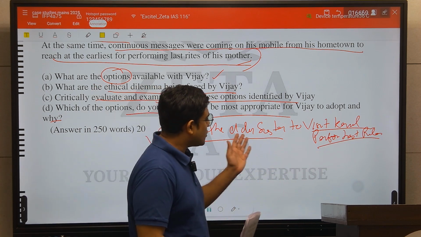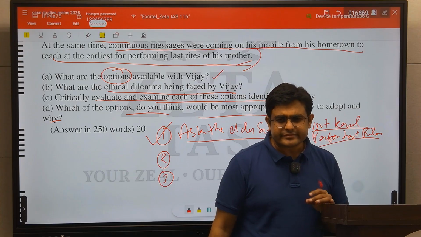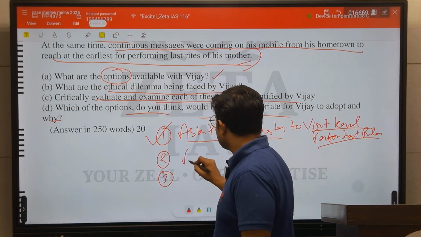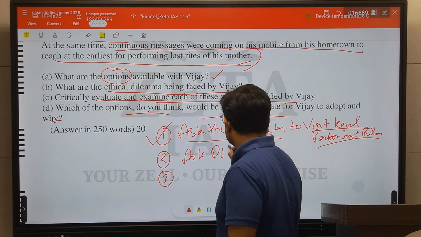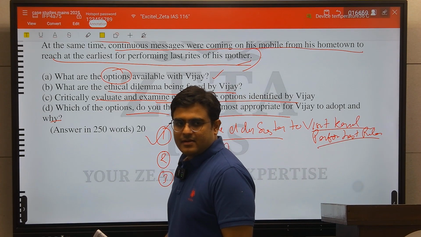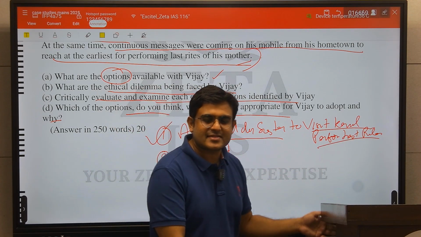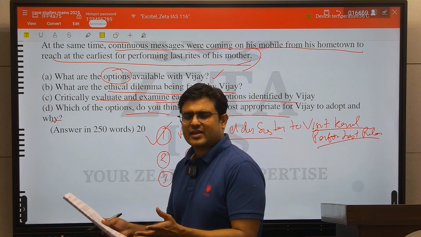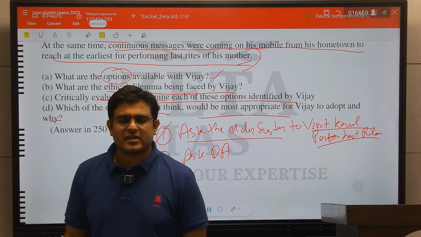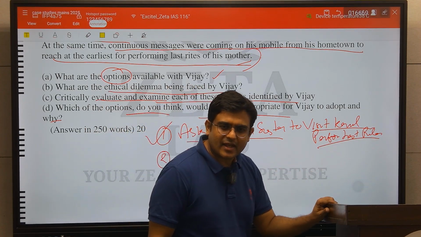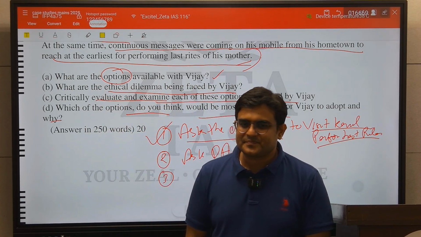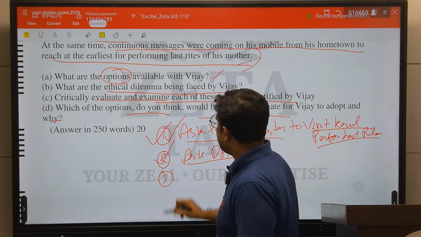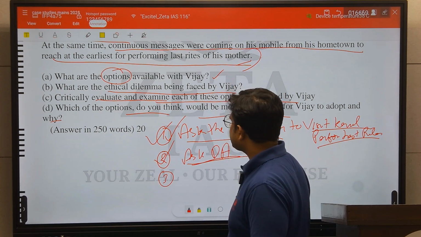If this is not possible, that is, his sister is unable to visit, then you can ask the district administration of Kerala to make the necessary arrangements to perform the last rites of her mother, and he can attend through online medium. That is one option. District administration, if this is not there, then you adopt this option.